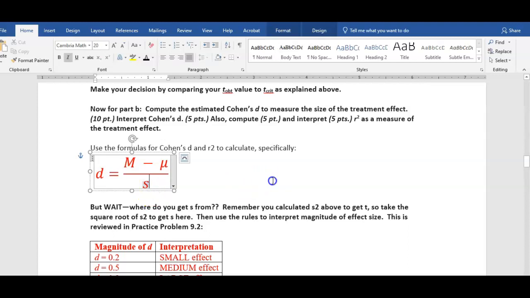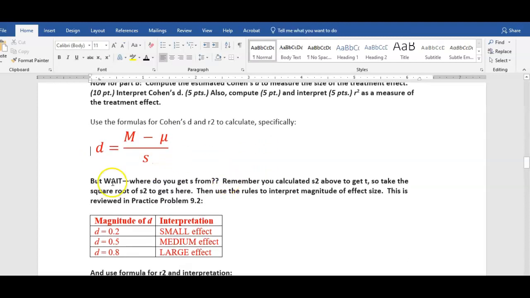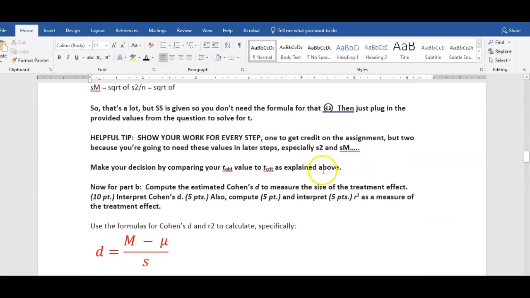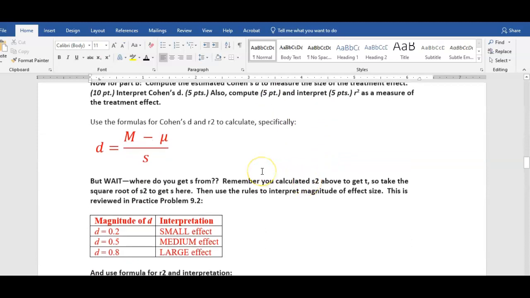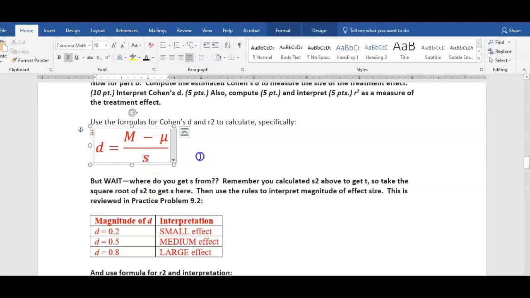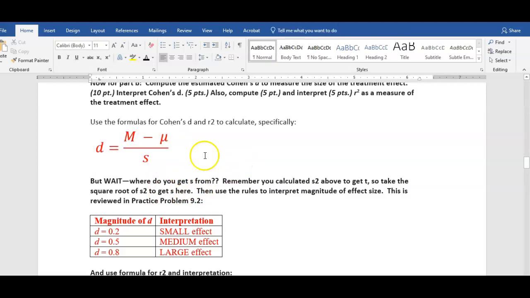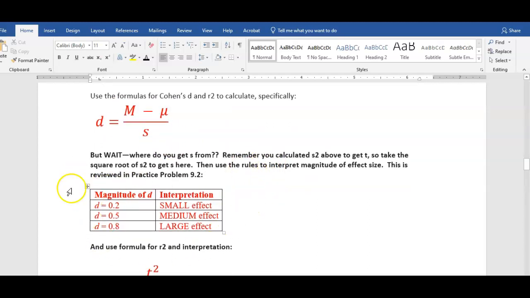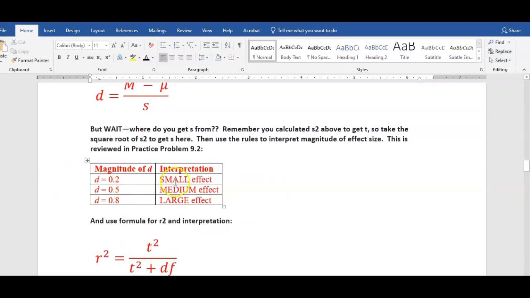Remember I said you'd want S later? Well, wait a minute. Where do you get S from? Well, remember you calculated S squared up here. So to get S, just take the square root of S squared. And then you can plug in that number. Should be a very simple formula. Subtract the means and divide by S. Then use these rules for interpreting the magnitude or effect size. 0.2 is a small effect, 0.5 is medium, 0.8 or above is large.